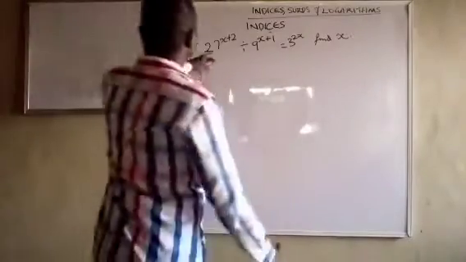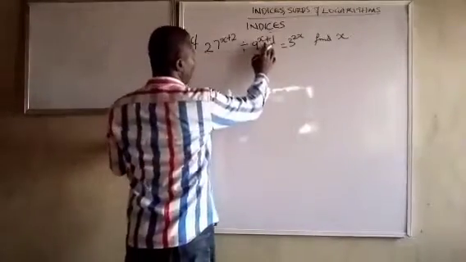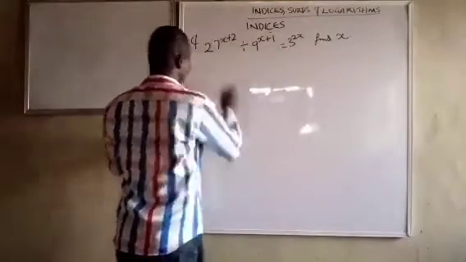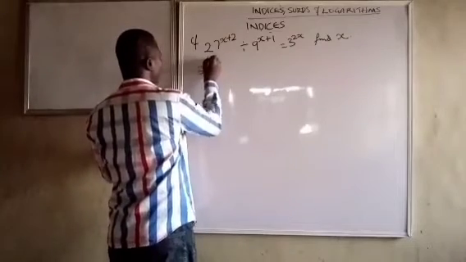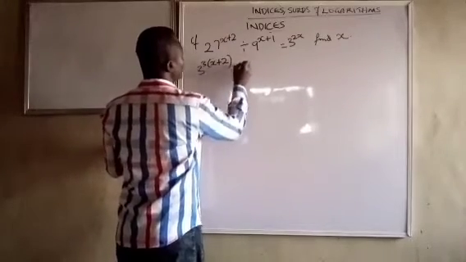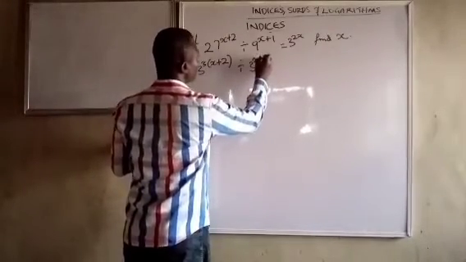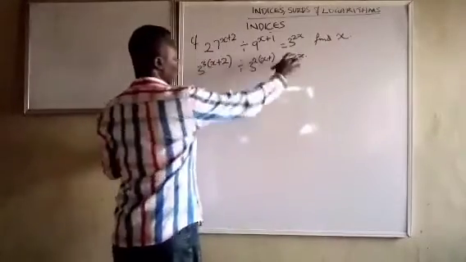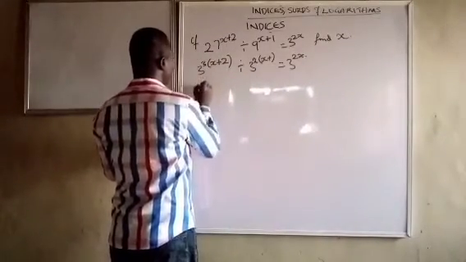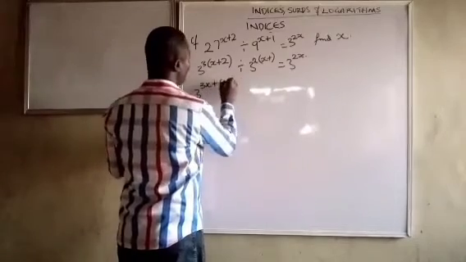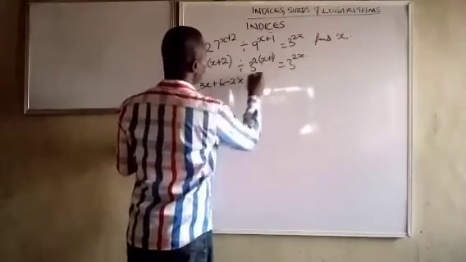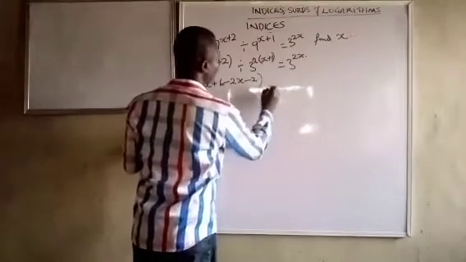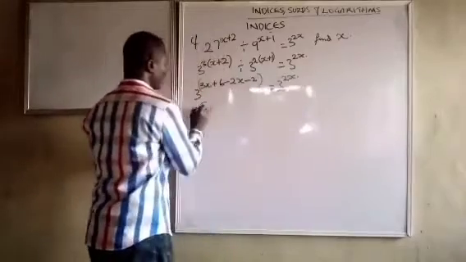So the question says 27 raised to x plus 2 divided by 9 raised to x plus 1 is equal to 3 raised to 2x. Find x. So quickly we can do it like this. 3 raised to the power 3 into x plus 2 divided by 3 raised to the power 2 into x plus 1 is equal to 3 raised to the power 2x. So it will now be 3 raised to the power 3x plus 6 minus 2x minus 2 is equal to 3 raised to the power 2x. Equating the power.